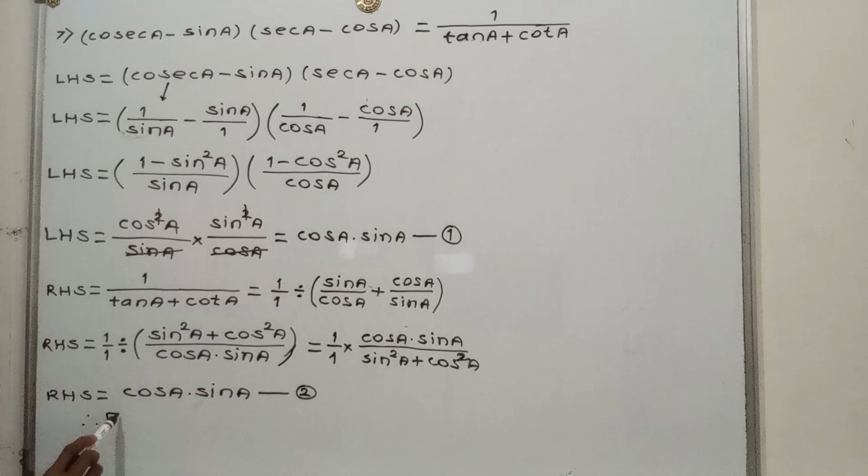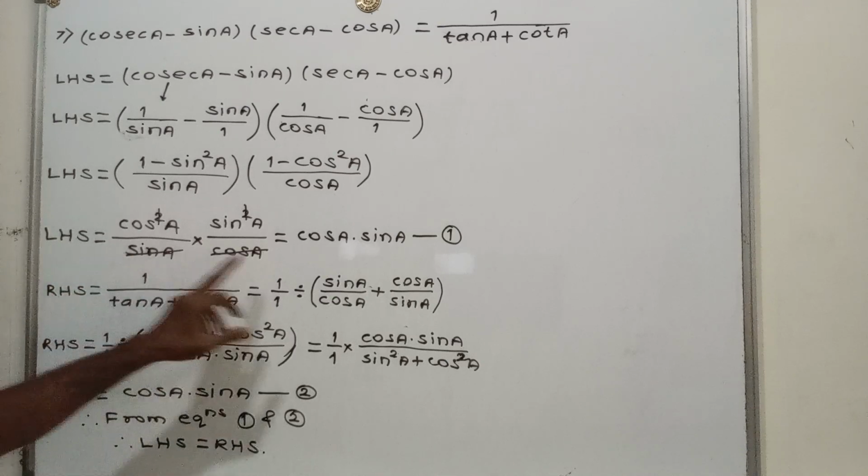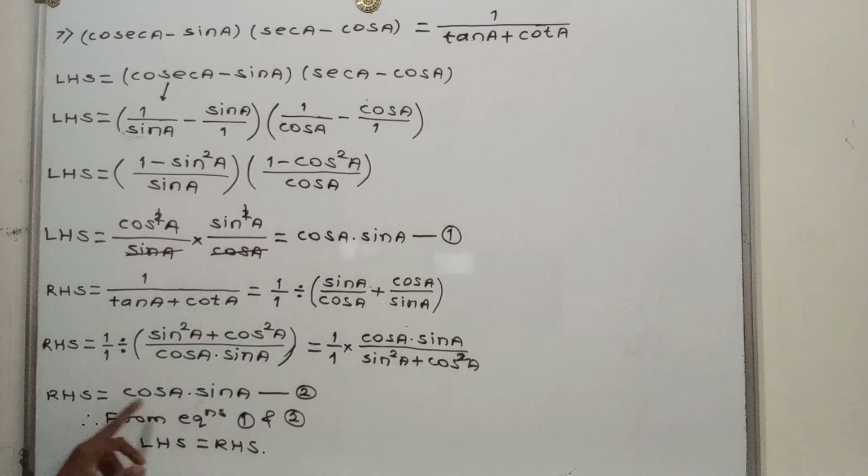Therefore, from equations 1 and 2, LHS is equal to RHS. See this, LHS is cos A sin A, RHS also cos A sin A. This is the simple method.